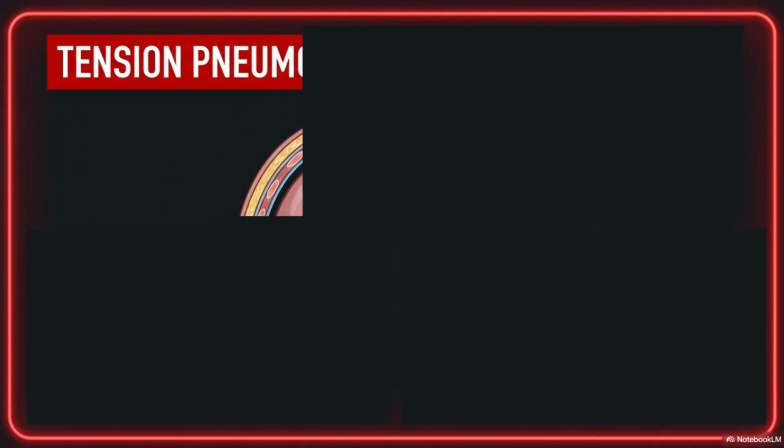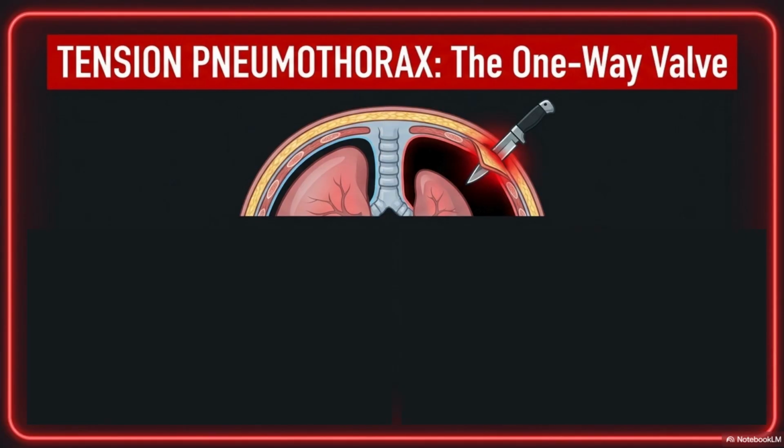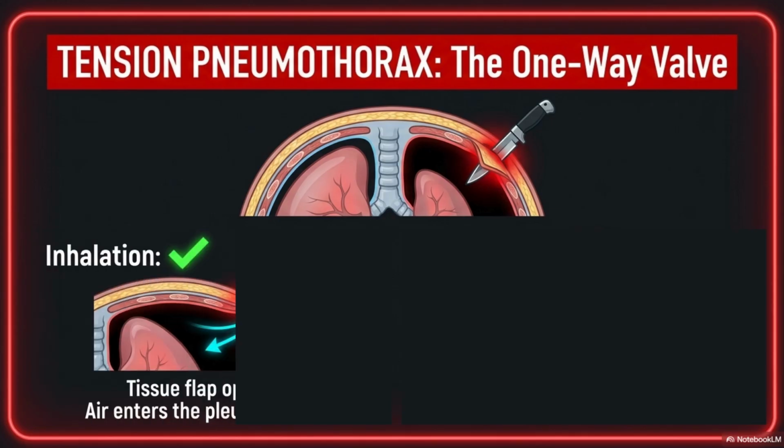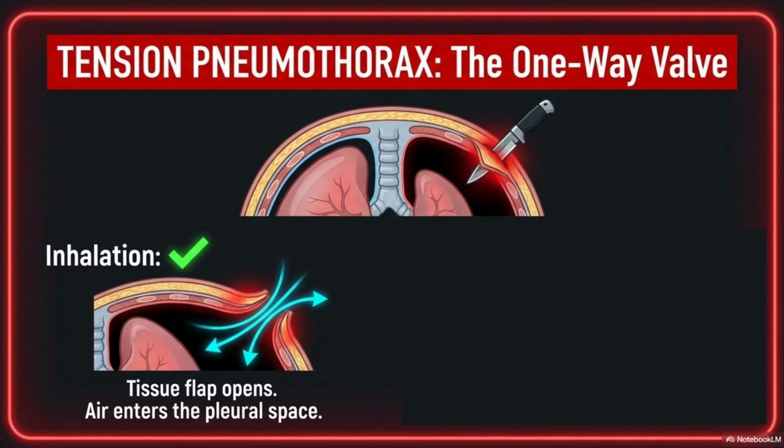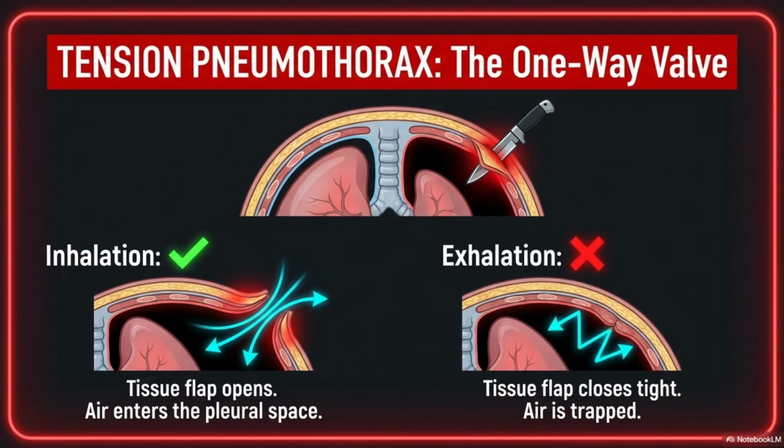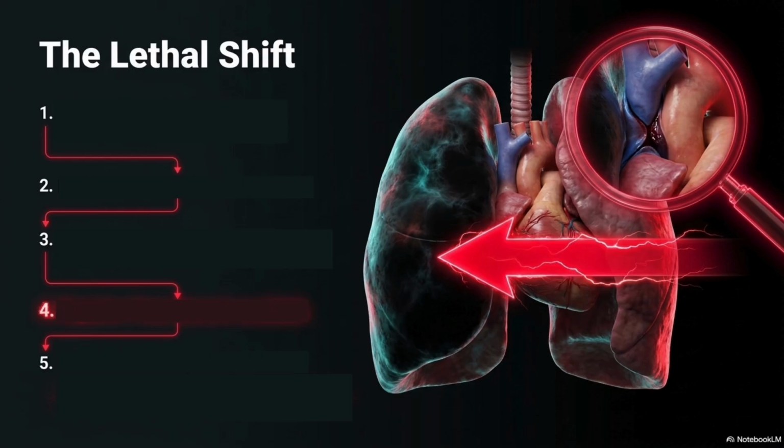Next, we face a truly terrifying medical emergency, the tension pneumothorax. This acts as a lethal one-way valve in the chest. On inhalation, a damaged tissue flap opens and air rushes directly into the pleural space. But on exhalation, that tissue flap closes tight shut, the air cannot escape, it is permanently trapped. This trapping immediately triggers what I call the lethal shift.